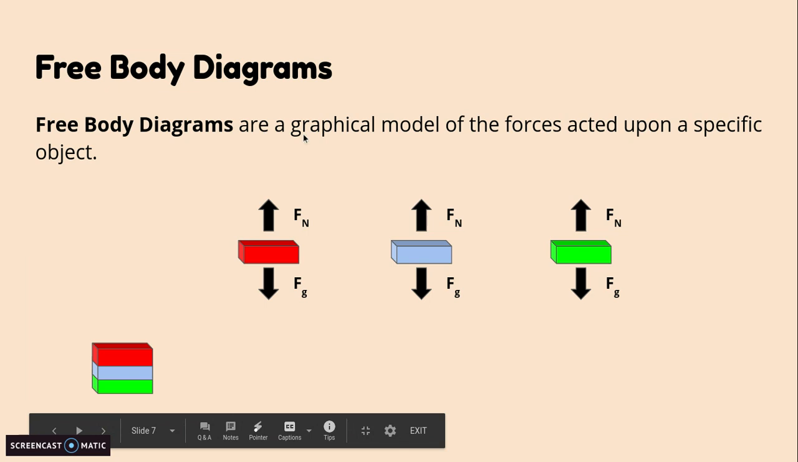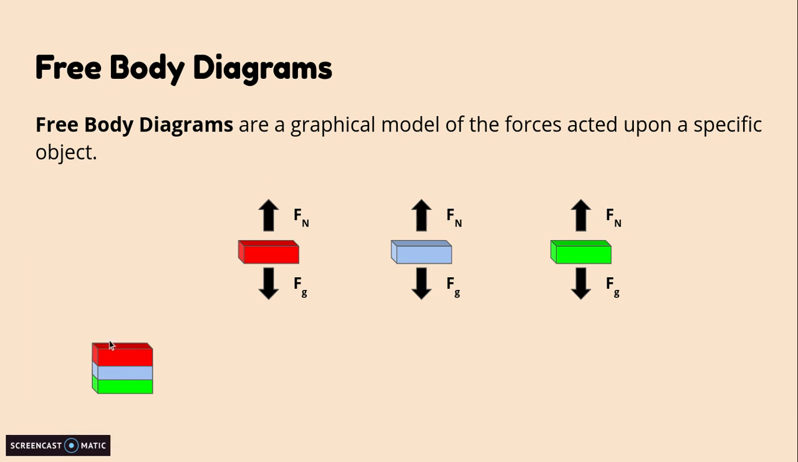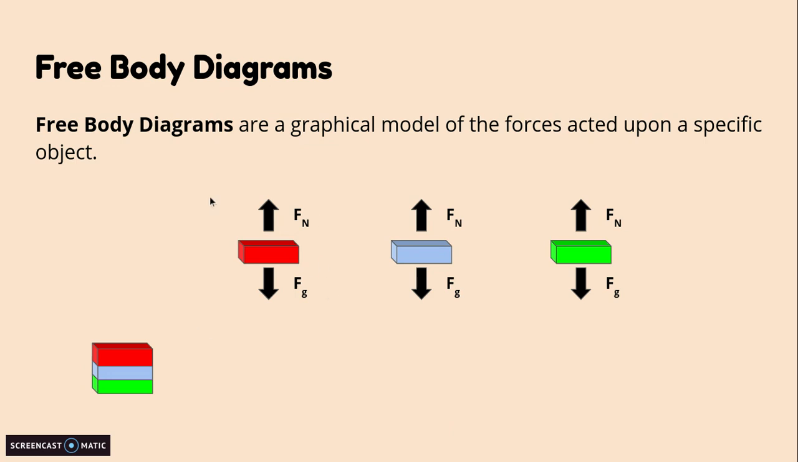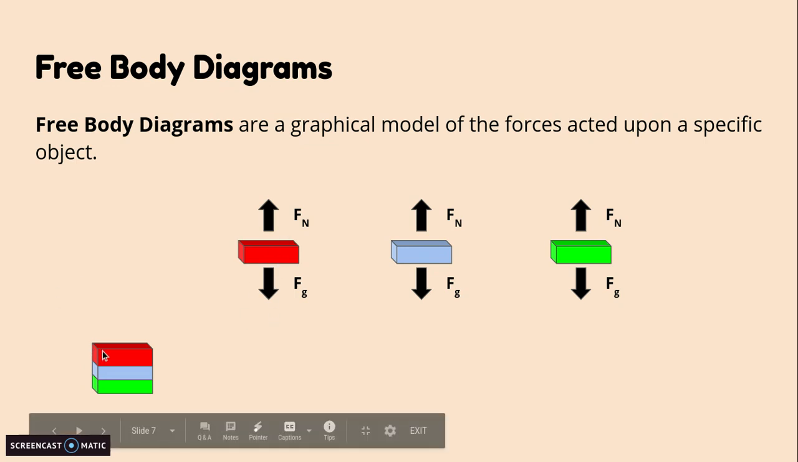Free body diagrams is the last thing. These are a graphical model of the forces acting upon a specific object. In the next lesson, I'll talk about this more, but these books are stacked. Let's say they're books. What forces are on them? For all of them, they have the same forces. They have a force going up, which is called a normal force, and then a gravity force that brings them down.